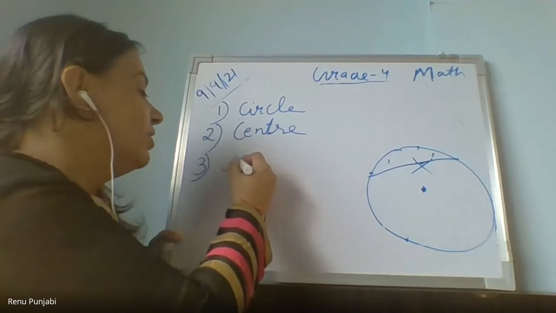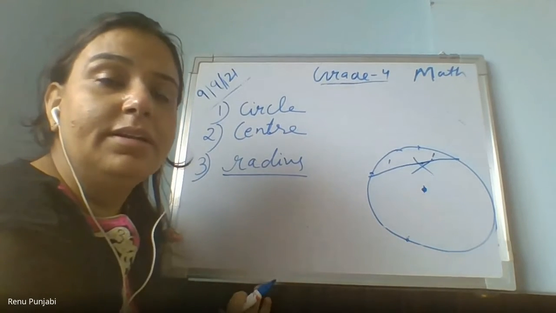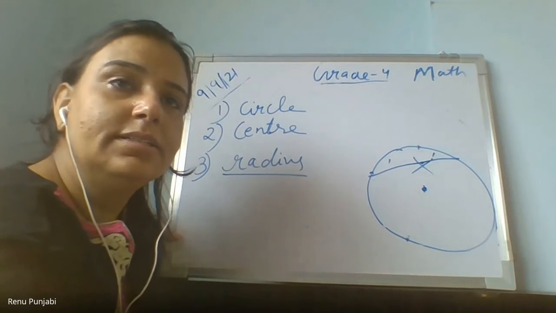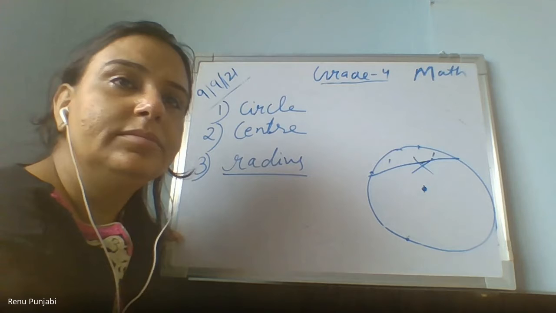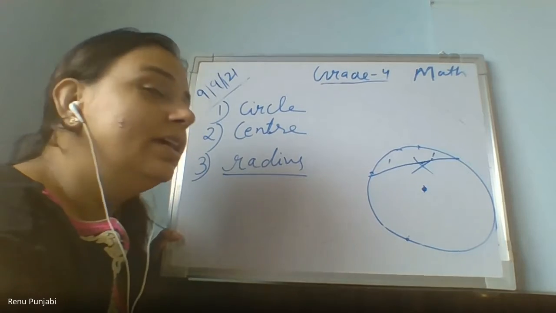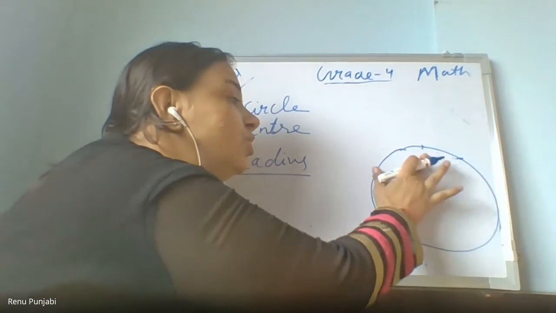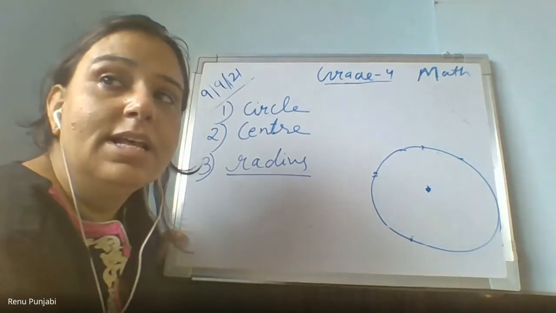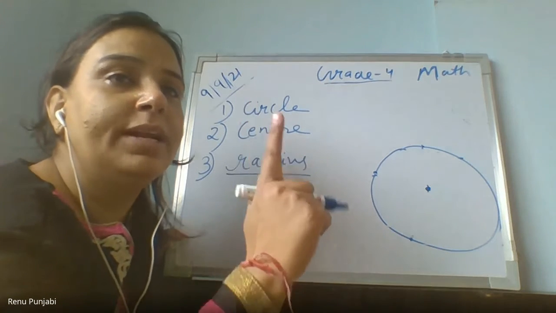Then comes the radius of the circle. What is the radius of the circle? A line segment. Listen properly, everyone. Yes, Kiana? Ma'am, radius means the line that goes from the center. It's not a line, you can say it's a line segment. That's why in the beginning I explained what a line and a line segment are. A line segment has two endpoints.